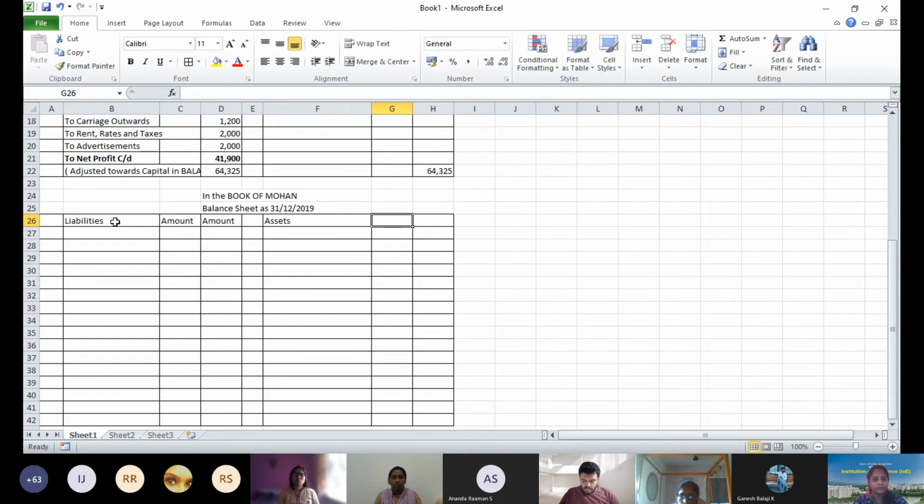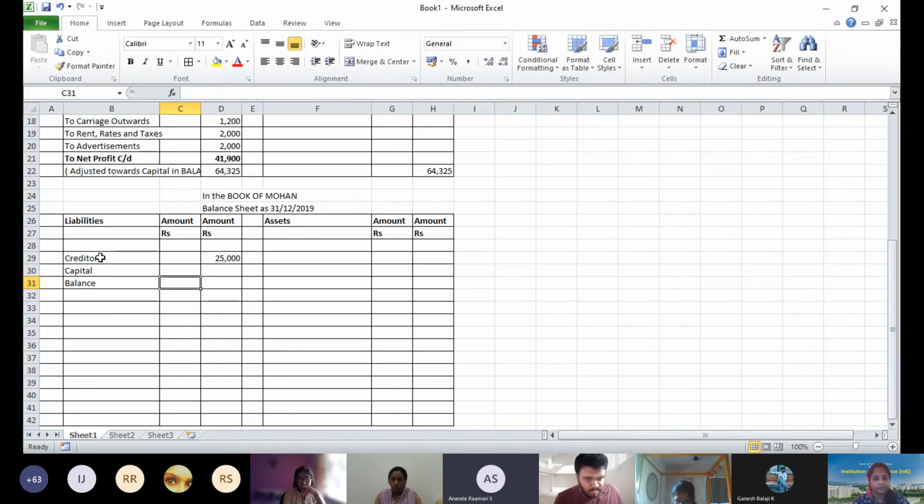Assets, amount. Now, liabilities, right? What are the liabilities? Creditors. What is the amount of creditors? 25,000. There are no adjustments, so we are putting it. Then what is the next thing? Capital. What is the amount of capital? 1 lakh.